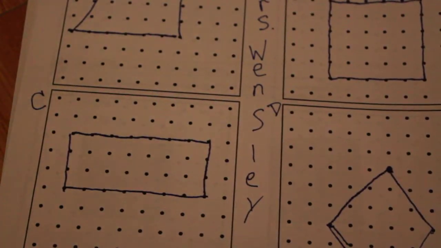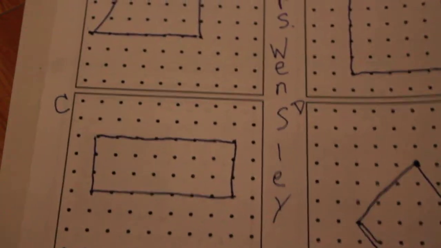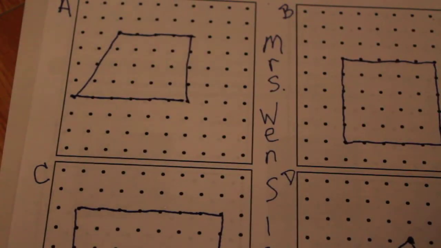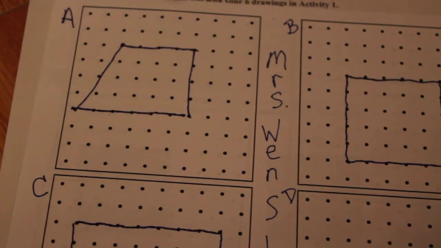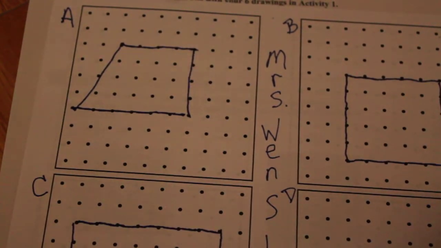Okay, now we're going to move on. Flip the page to page 158. Up at the top, what it wants you to do is now name these different quadrilaterals with rectangle, rhombus, parallelogram, trapezoid, square, and kite.